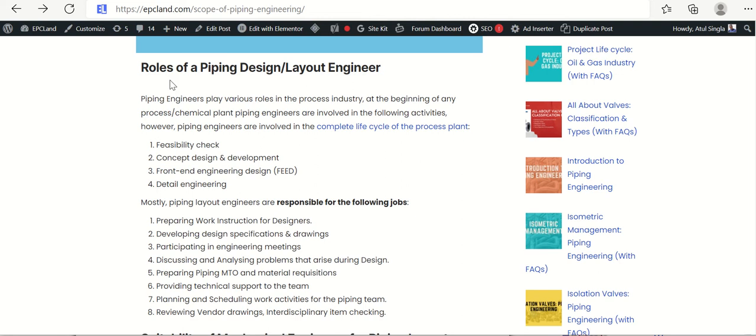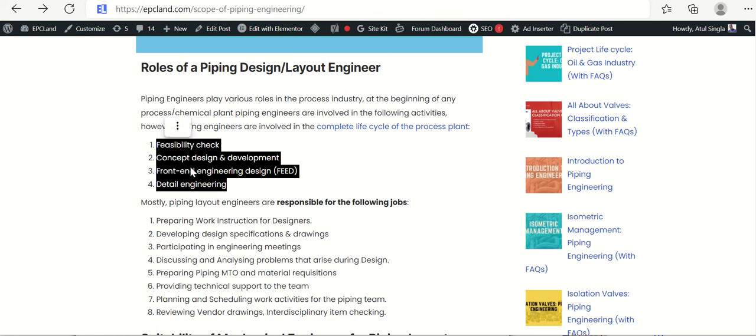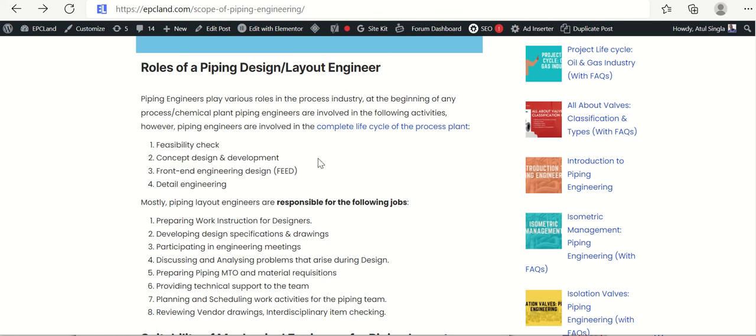Now let us see what are their roles, what they do during the course of project life cycle. Piping engineers play various roles in process industry. At the beginning of any of the project, they are involved into various activities. For example, the feasibility check, concept design and development, front end engineering, then detail engineering. So these four stages are there where piping engineers are involved. So feasibility, concept, these are done at very initial stage of the project. That means piping engineers are involved right from starting of any project. They will be required there.